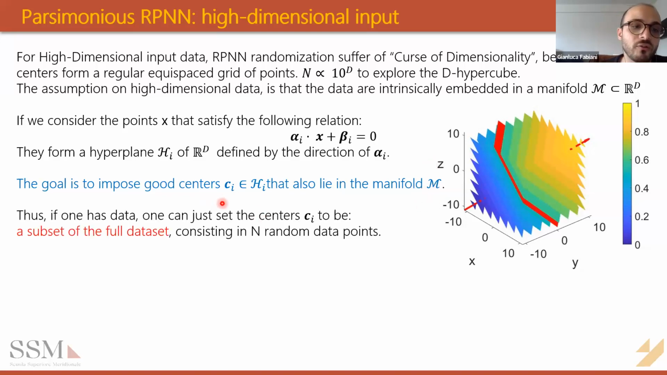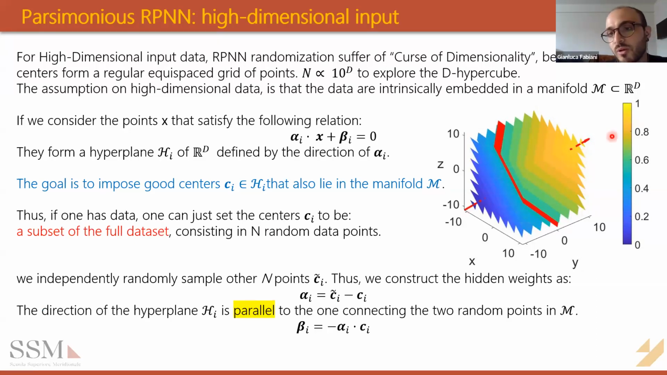So to do this, if we have data, we can just subsample the data so that they will be the centers. But then we also have a problem with the direction. We need the direction to be pointing inside the manifold and not outside the manifold. So we propose to independently and randomly sample other points C_i, and by just computing the differences, we can compute a hyperplane with a direction parallel to the connection of these points. This will ensure that the direction is inside the manifold. And we can then just get the bias beta as before, just minus alpha_i times C_i.